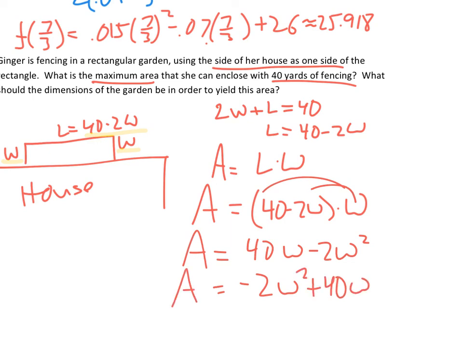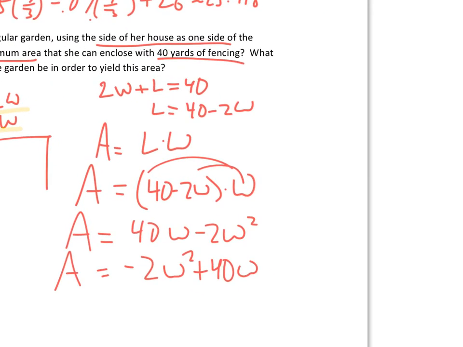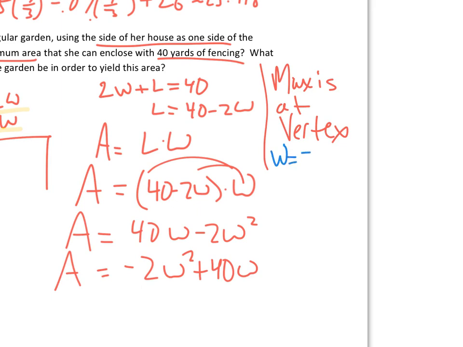Now we want to find the vertex, okay? So you've got to keep in mind, this is a max problem. We're not looking for the zero. We need to find the maximum. So we know the max is at the vertex. All right? Let's find that vertex. So the vertex happens when x equals negative b over 2a, or actually w equals negative b. Negative b is 40 over 2a, which is negative 2. And that's going to be 40 divided by 4 there, which is 10. So when the width is 10, okay? And so the question is now, what would the length be?